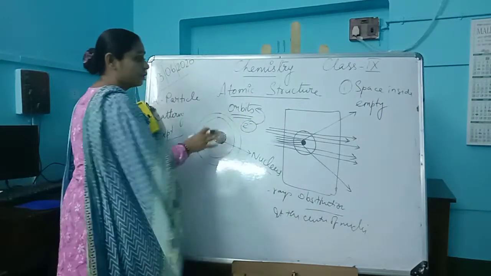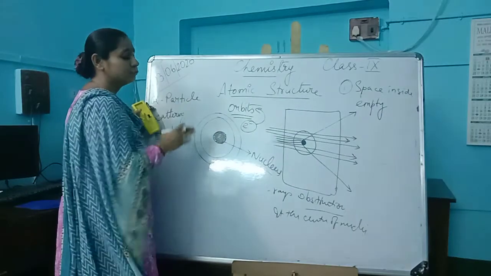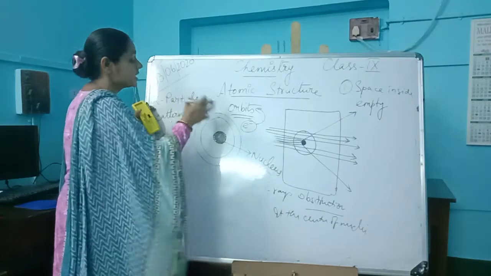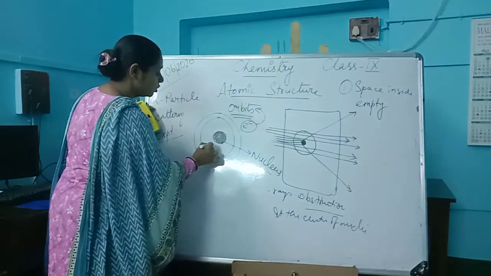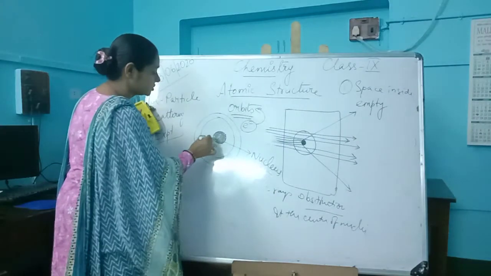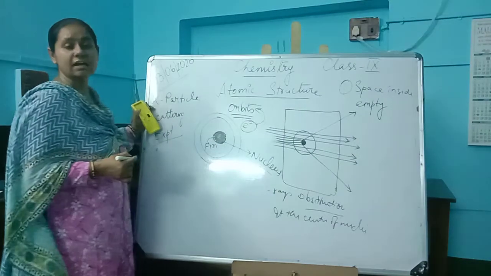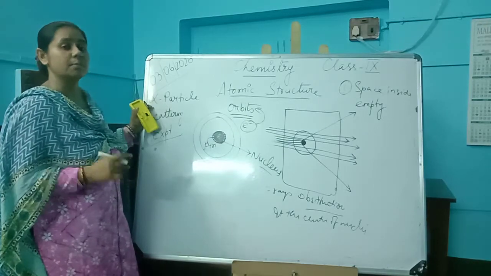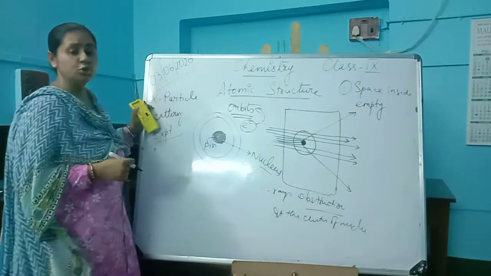Apart from the electrons passing through the orbits, we have protons and neutrons. Where are they present? They are present inside the nucleus.